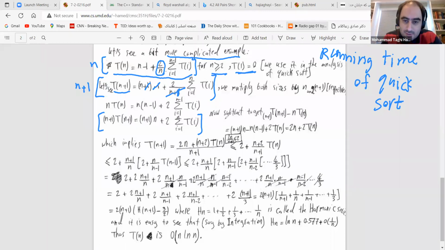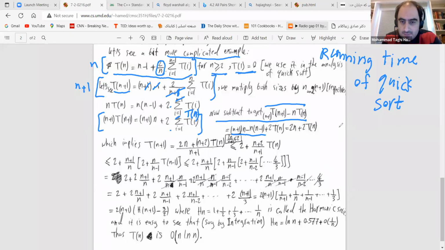Now, we can subtract these two formulas because they now have the same coefficients. So let's do that. The left-hand side would be this, and the right-hand side would be n plus 1 times n minus n times n minus 1. This is the formula that we have here. Plus 2 times T of n, because everything remains except the last term, which is T of n.